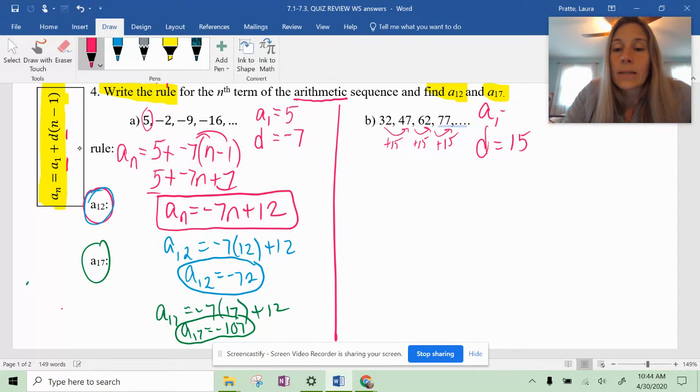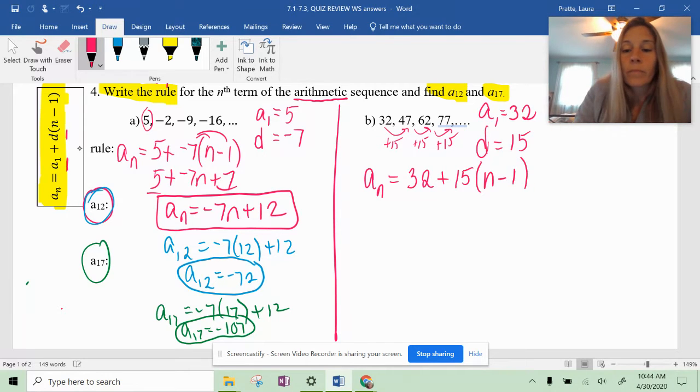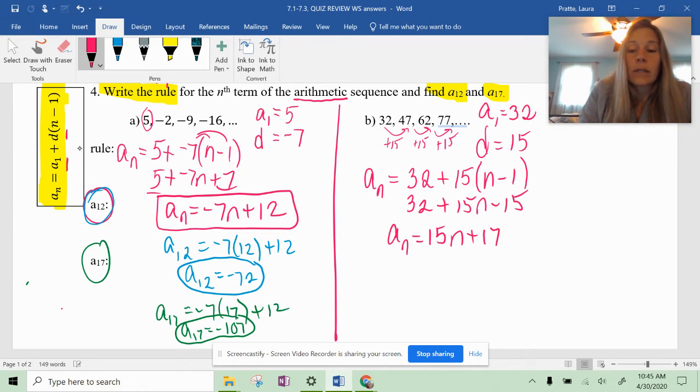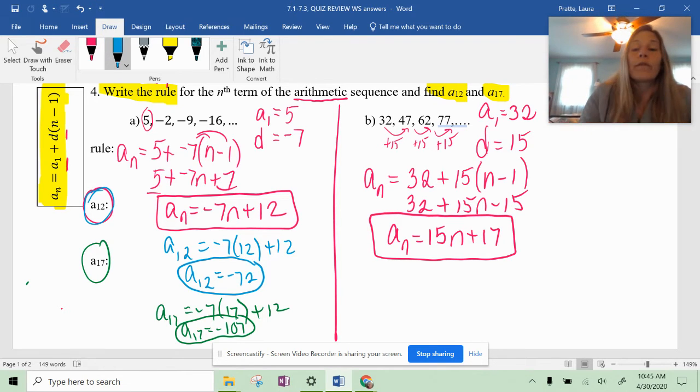And we know that my a sub 1 is that first term, which in this case is 32. So to write the rule, I'm using the formula over there on the left. So my a sub 1 is 32. And then I'm going to have plus my d value, which will be distributed to the n minus 1. So we have 32 plus 15n minus 15. And then I combine my like terms. So 32 minus 15 gives me 17. And that is my explicit rule for this particular sequence.